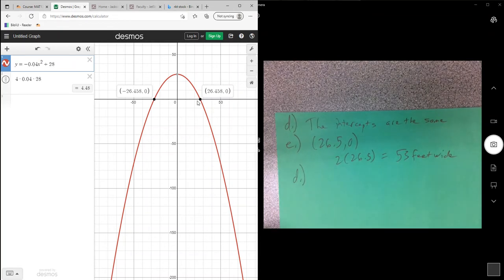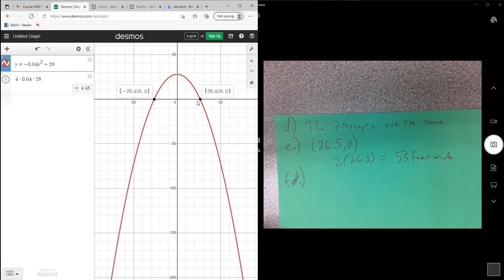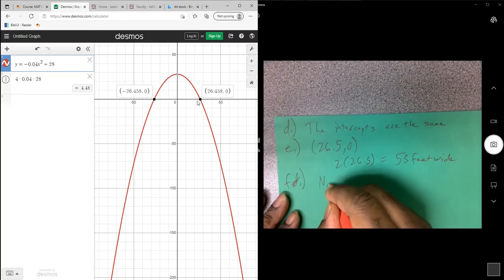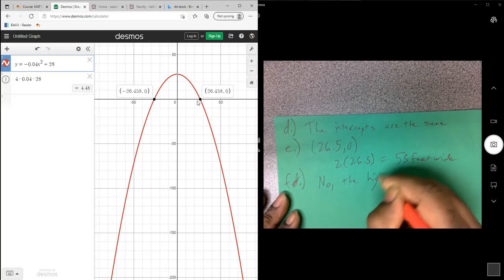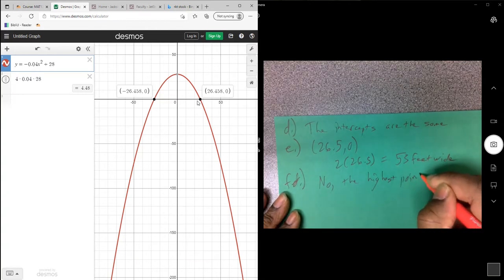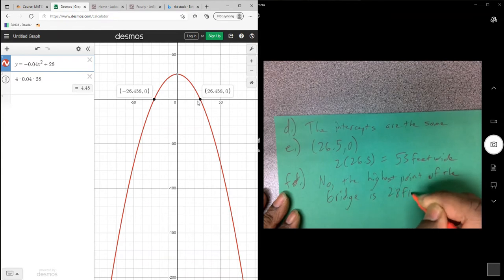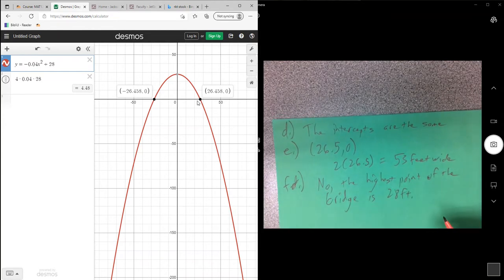So now we will move on to, actually, F. I'm saying D. Okay, F. A sailboat is approaching a bridge. The top of the mast is 30 feet above the water. Will the boat clear the bridge? Explain. The answer would be no. The highest point of the bridge is 28 feet. So that's it.